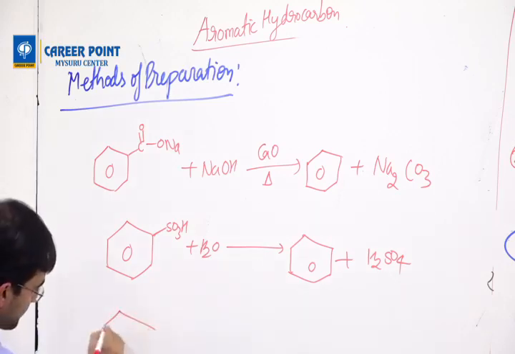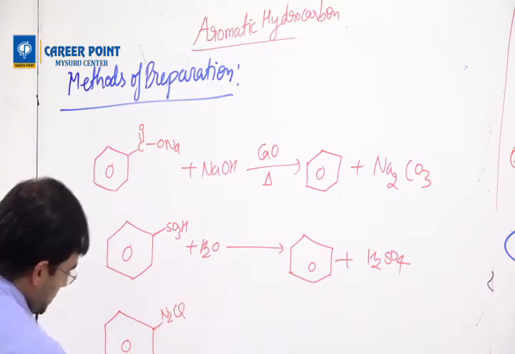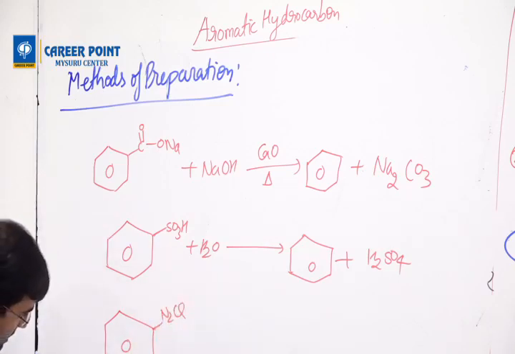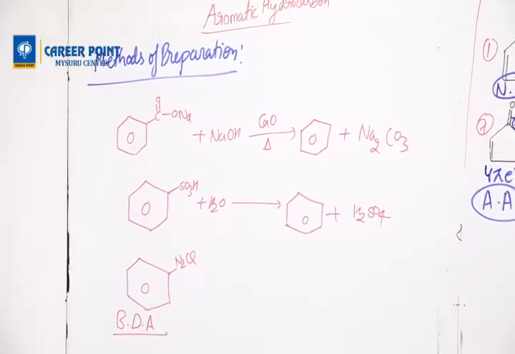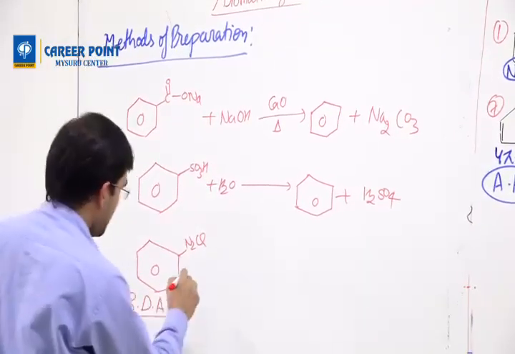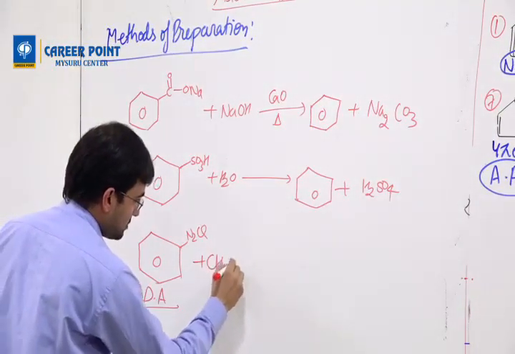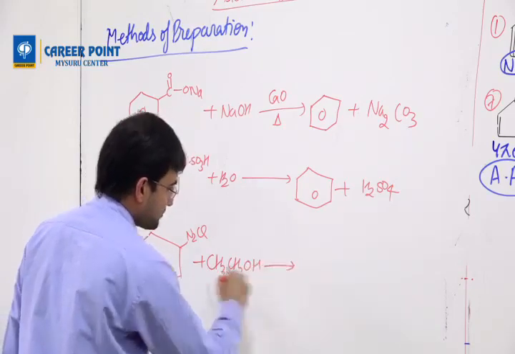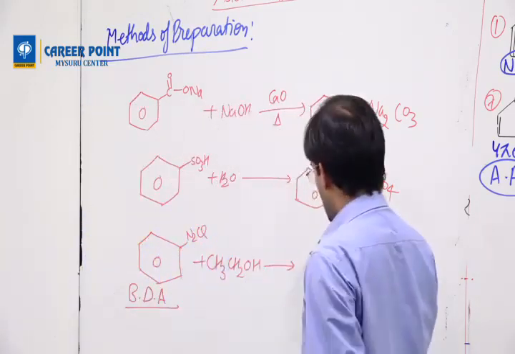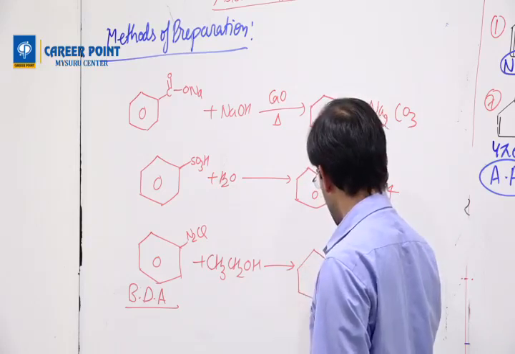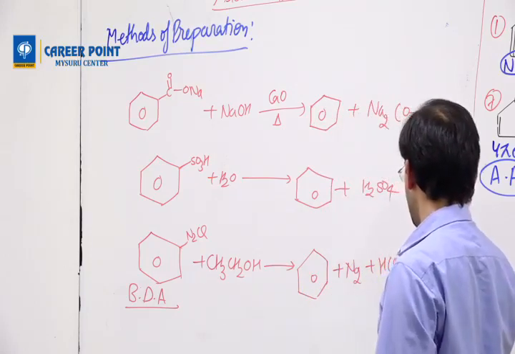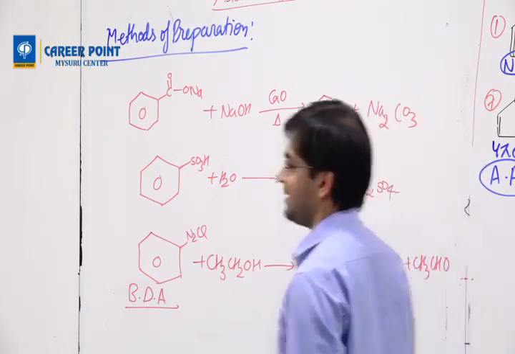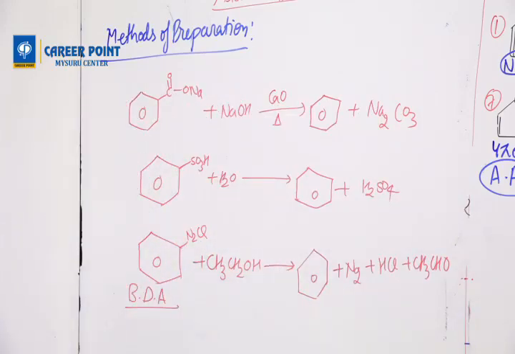One more. This is the important one, okay? This is N2Cl. This is called benzene diazonium salt. If you react this with CH3CH2OH, we get benzene, N2 gas, HCl, and CH3CHO, acetaldehyde.